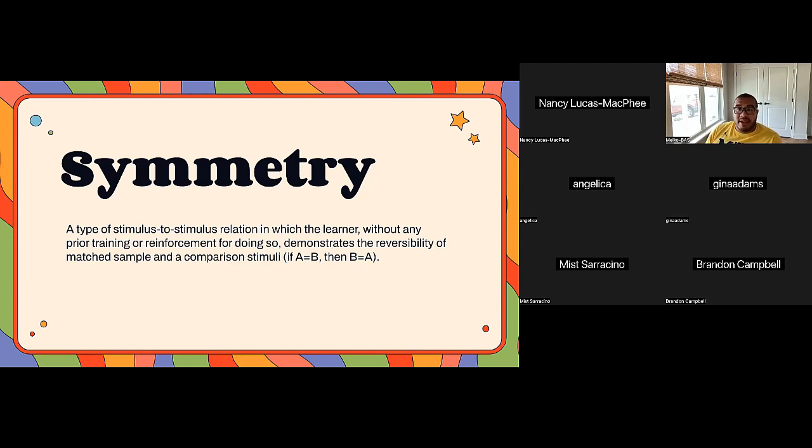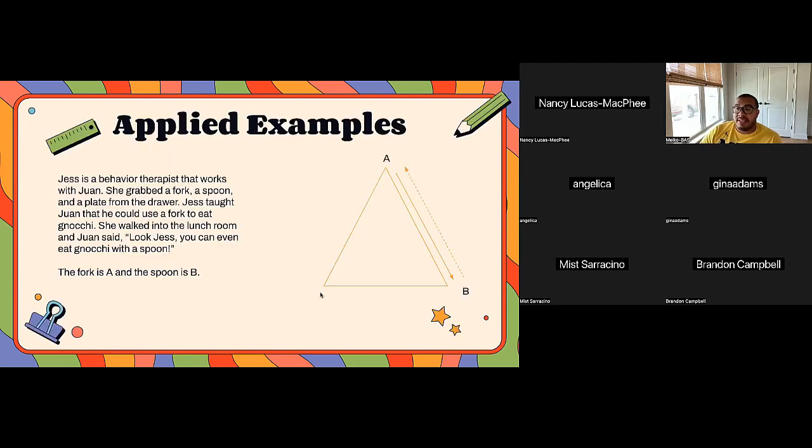I don't want to jump ahead, but this also meets the definition of mutual entailment. If you've never heard of that before, don't freak out. I'm going to teach you that in just a second. All symmetry is also mutual entailment. If you remember that, it'll be a little bit easier to remember that reversibility. So once again, a type of stimulus-stimulus relation where you have, without training, demonstration of reversibility, meaning one direction taught, the reverse derived. What that looks like in a scenario is this.